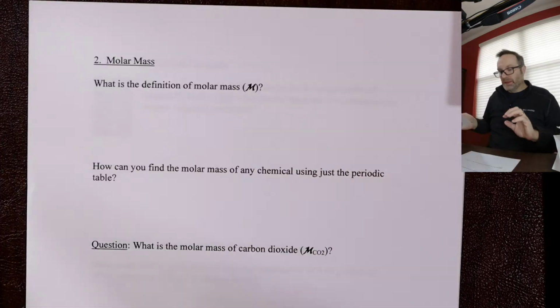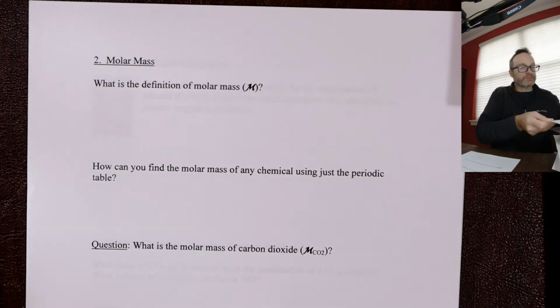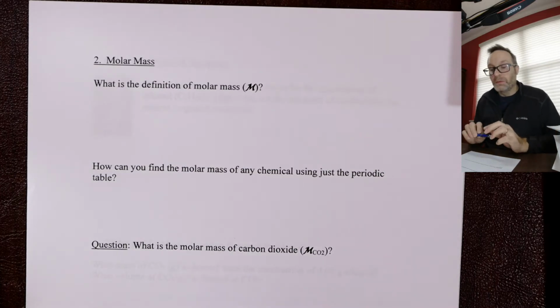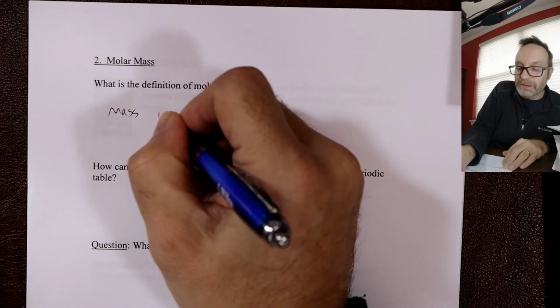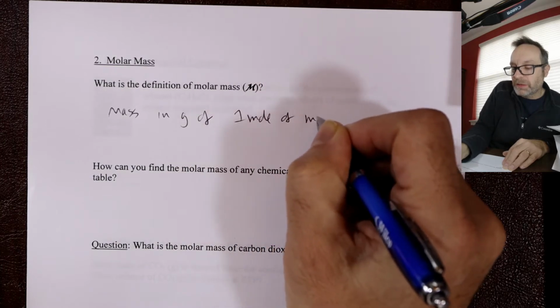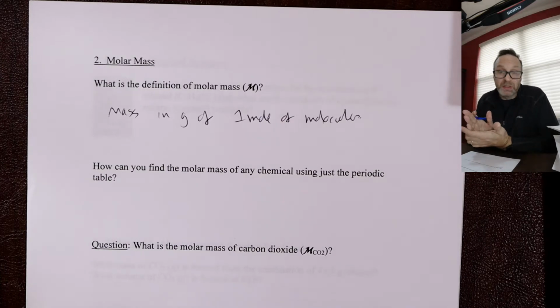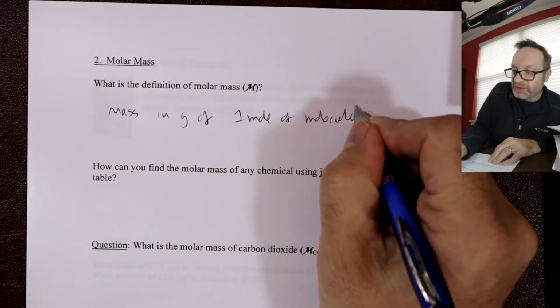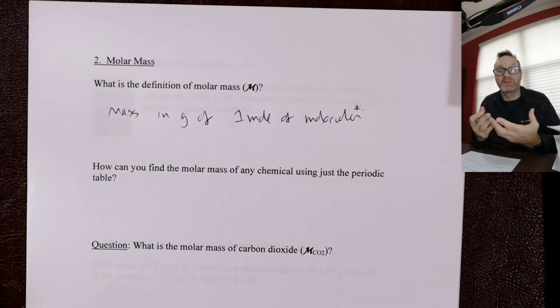Okay. Moving on. What works for atoms works, of course, for molecules. So, what's the definition of molar mass? It's the mass in grams of 1 mole of molecules. I'll put an asterisk by that. You can also use it to work out empirical formula weights, right? So technically, molar mass is for molecules, but empirical formula weight is just lumped in there with it.